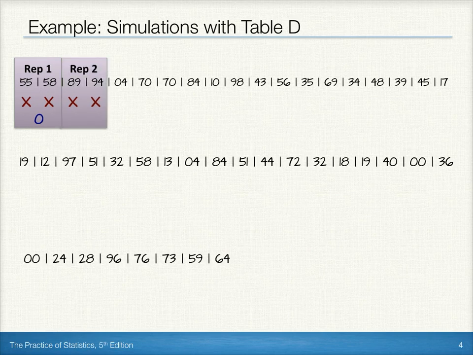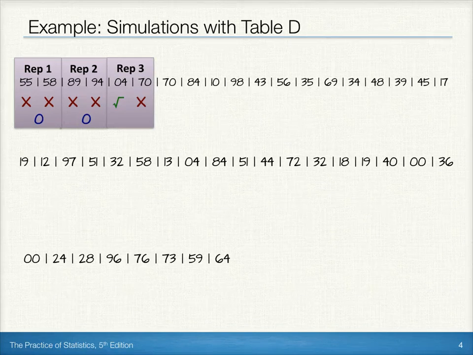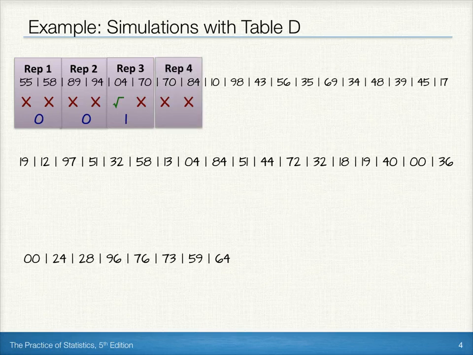Next, 89 and 94 both fall outside of the range of AP Statistics students, so again we have 0 from the class. And in the next repetition, we see we have a label 04, which would fall inside the range of AP Statistics labels, and the next label of 70, which would fall outside the range. So in this particular simulation, we have one student from the AP Statistics class who would have won the golden ticket. Continuing on, repetition 4 gives us 0 students.